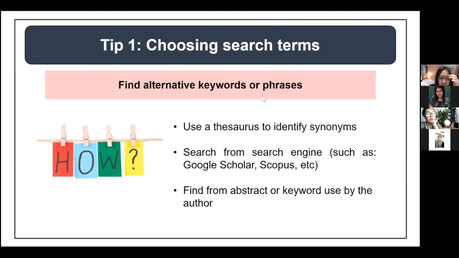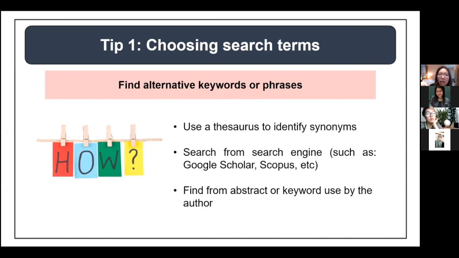For example, if I want to do an SLR paper about halal tourism, you should not just search for articles using the words halal tourism. You need to find out what alternate keywords or alternate phrases you can use. These phrases must have a similar meaning.